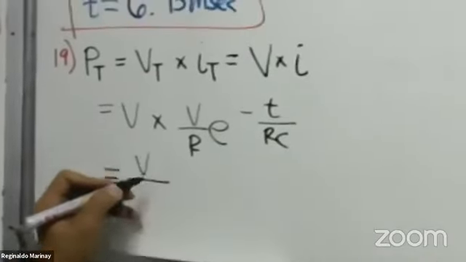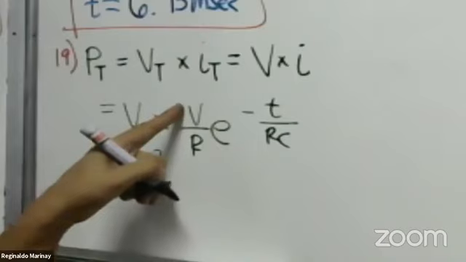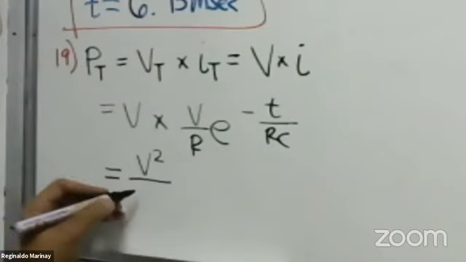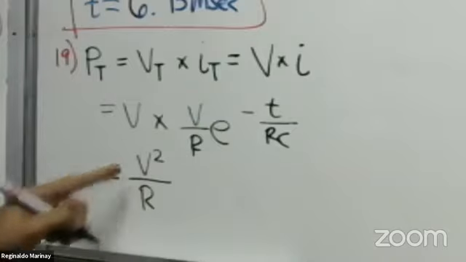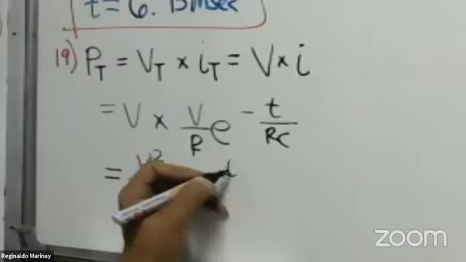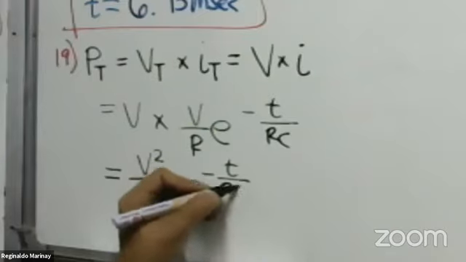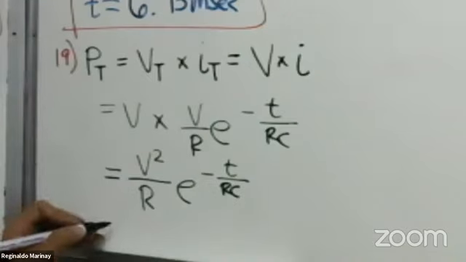So, this is V squared over R. Isn't it? V squared over R, times e raised to negative t over RC. That one. Okay. Let us substitute the value.